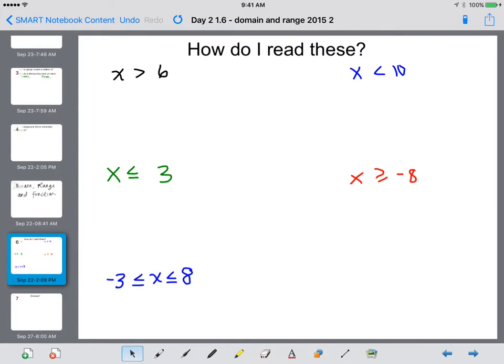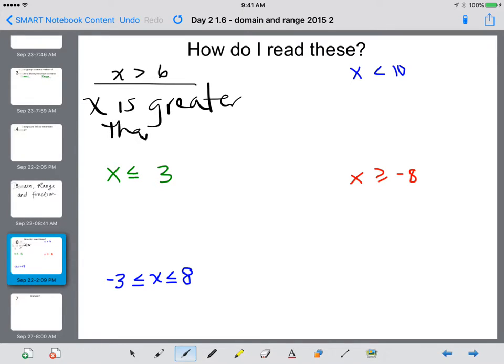Let's begin. How do we read these inequalities? So take a look around. If you want to pause the video, pause it, and test yourself. See if you can write down how to read these inequalities. This first one says that x is greater than 6. Okay, we always eat the bigger side.